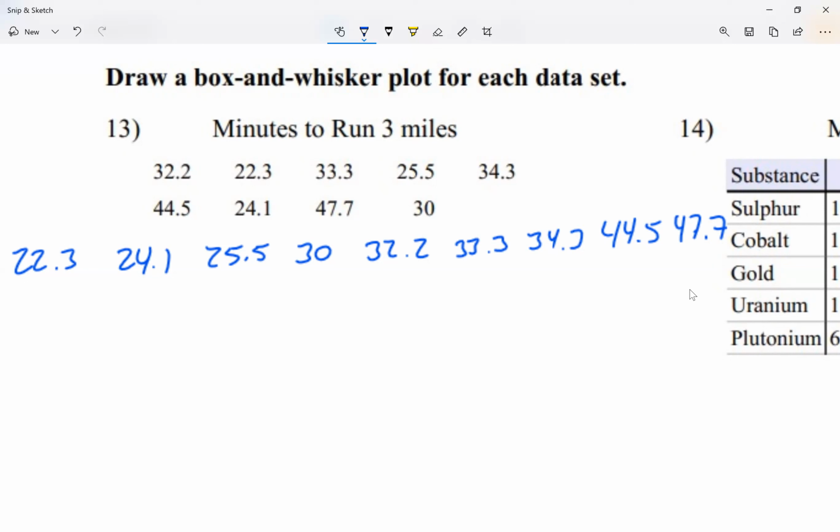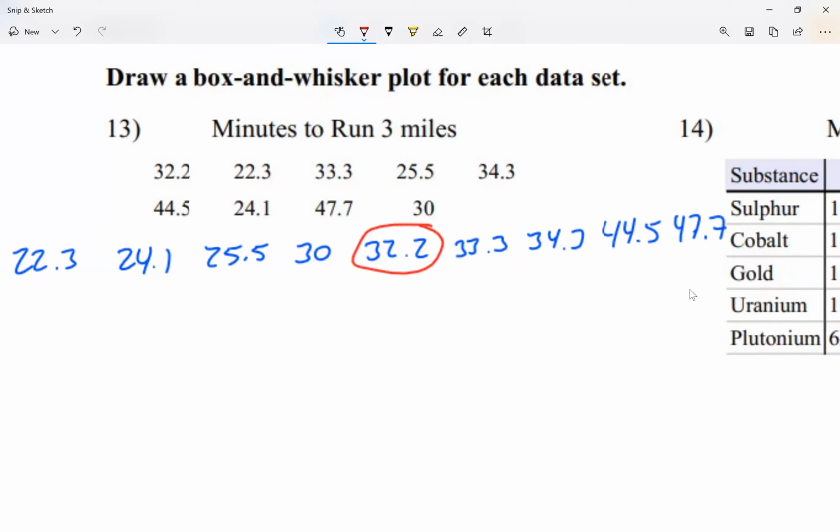So a couple things I need to find. There's quite a good amount of numbers I need to find. My first number I need to find is going to be the median. We've been dealing with the median a lot, so I think we know how to find the median. The median in this case happens to be a number. So 32.2. That's my median.